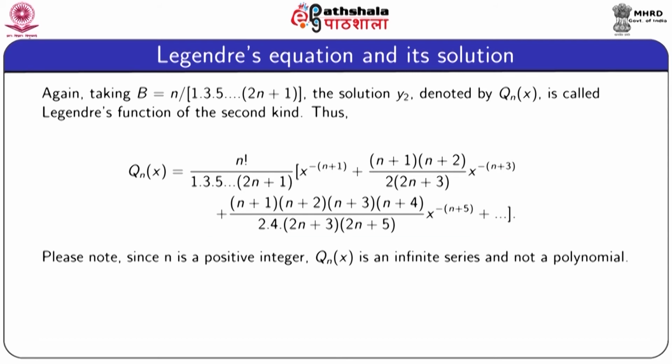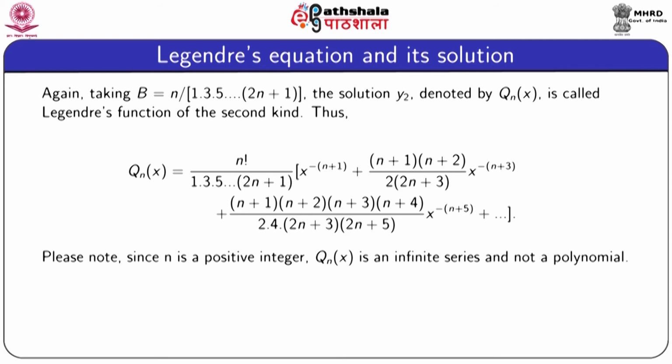Please note, since n is a positive integer, this Qn(x) is an infinite series and not a polynomial, and that is why we call this Legendre's function of second kind, not a Legendre's polynomial of second kind.